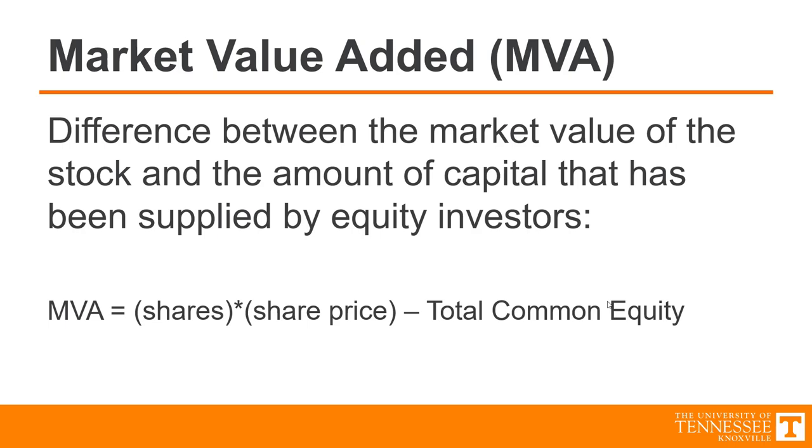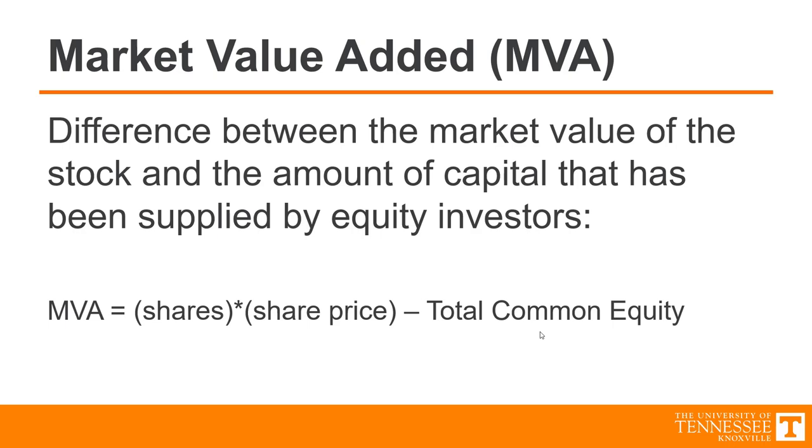Market value added. Here we're looking at the difference between the market value of the firm's stock and the amount of capital that has been supplied over the entire history of the firm by equity investors. So it's defined as the market value, which is equal to the number of shares the firm has outstanding times the share price. We can look that up if it's publicly traded. From that product, we're going to subtract the total common equity. We'll look that up from the balance sheet, and that will represent the cumulative investment of equity investors.